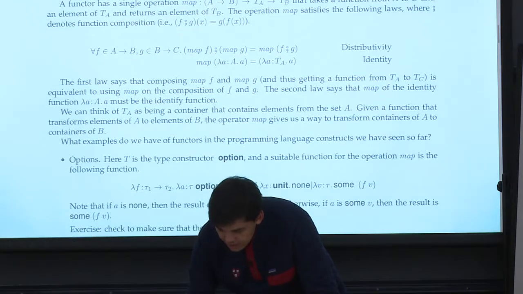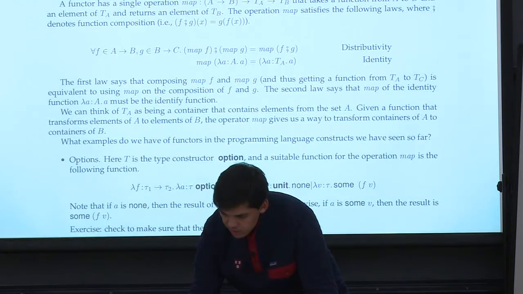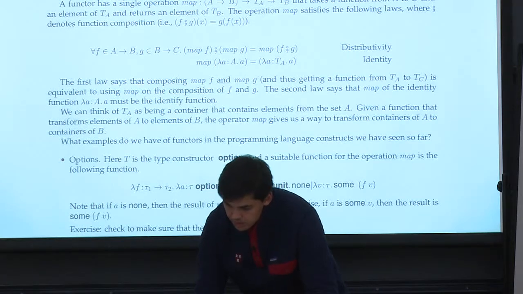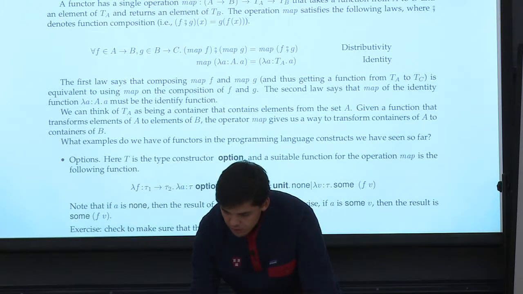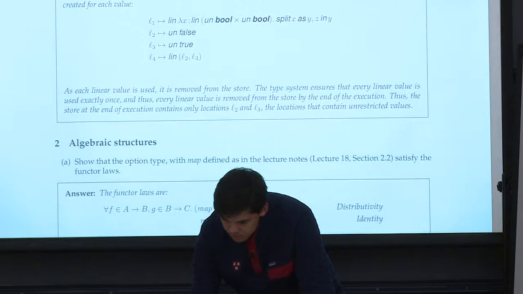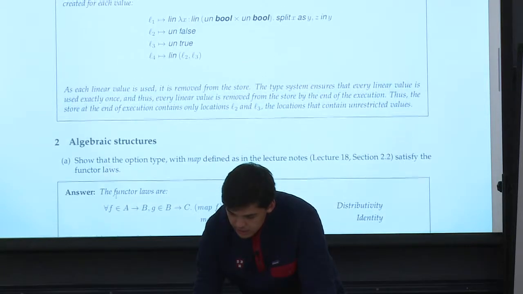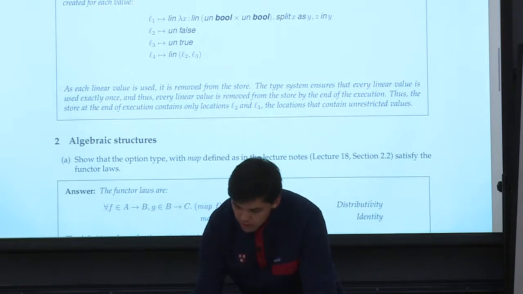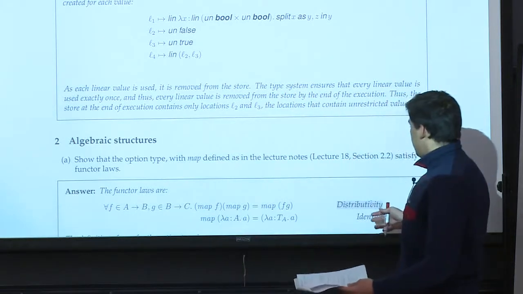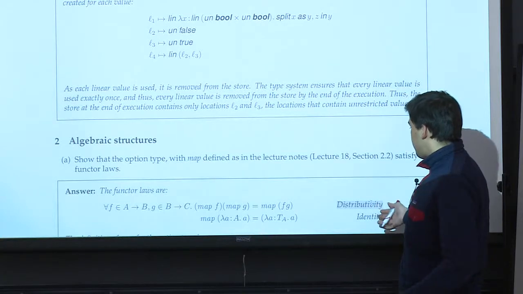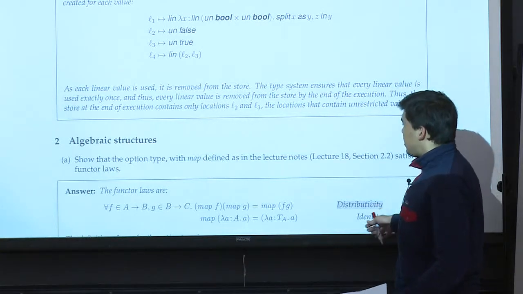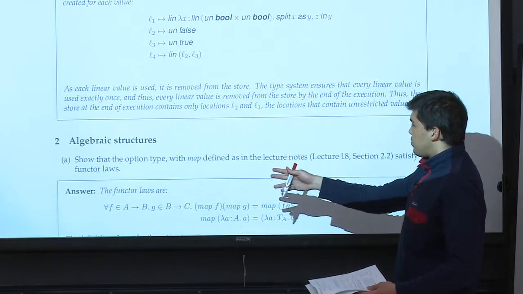Functors. As the lecture note states, it's an algebraic structure that associates with each set A a set T A. And you could think of T of A as where T is a type constructor. So an element of a list here, right? So it's an element of an even bigger item. And here in the lecture notes, it states that there are two functor laws. This is a pretty complicated one now, but what we need to show is that the properties of distributivity and identity hold for the option type.